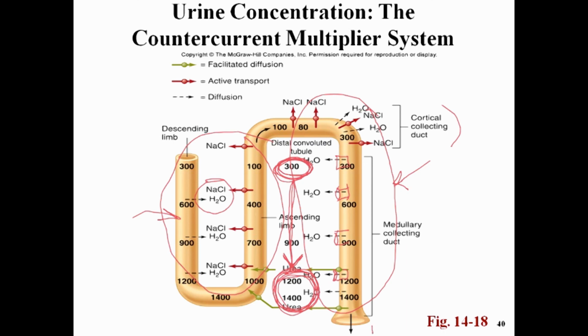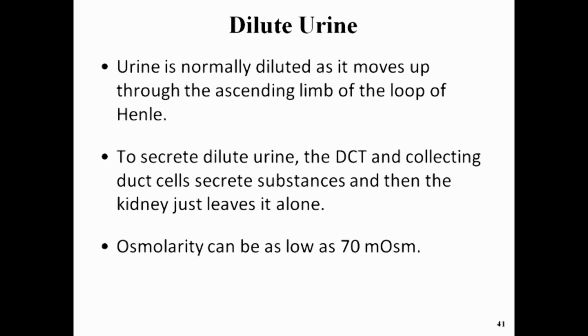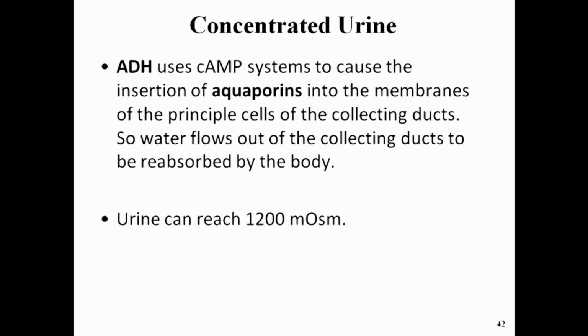Okay? So ultimately what we get if we're pulling all this water out is a very concentrated urine, oftentimes like 1,200 milliosmoles. Okay? So we start out with a filtrate that's like 300 milliosmoles, and we can end up with a urine that is actually 4 times as concentrated.